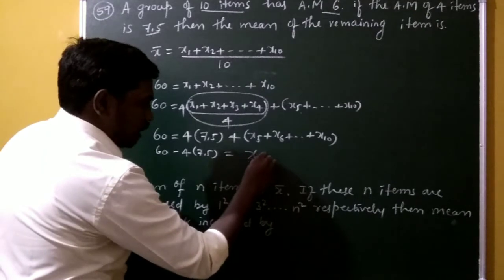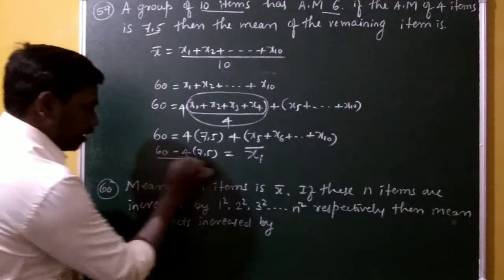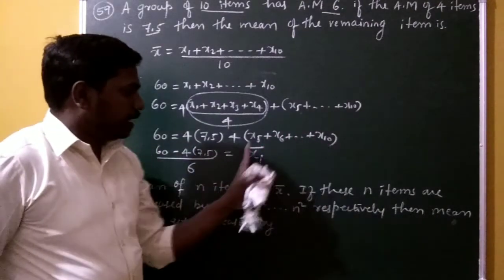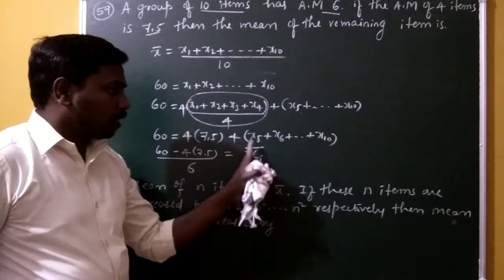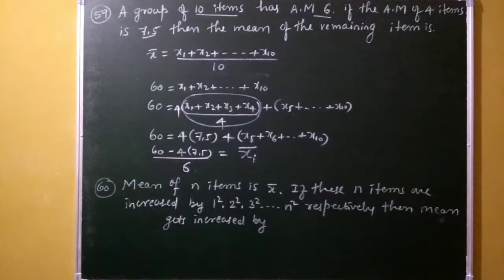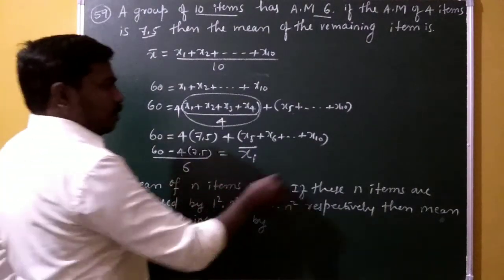ಹಾಗಾಗಿ ಇದನ್ನೇನ್ ಮಾಡಿ 6 ಇಂದ ಡಿವೈಡ್ ಮಾಡಿದ್ರೆ ಸೊ ಇದೇನಾಗುತ್ತೆ? xi ಬಾರ್ ಆಗುತ್ತೆ. ಅಂದ್ರೆ ಮೀನ್. ಸೊ ಡಿವೈಡೆಡ್ ಬೈ ವಾಟ್? 6. ಕರೆಕ್ಟ್ ಇದೆಯಾ? ಮೀನ್ ಆಫ್ ರಿಮೈನಿಂಗ್ 6 ಐಟಮ್ ಇಸ್ ಡಿನೋಟೆಡ್ ಆಸ್ xi ಬಾರ್. ಇಲ್ಲಿ ಡಿವೈಡೆಡ್ ಬೈ 6 ಮಾಡೋದು ಏನಾಯ್ತು? xi ಬಾರ್ ಆಯ್ತು. ಹಾಗಾಗಿ ಲೆಫ್ಟ್ ಸೈಡ್ ಸೊ ಓಕೆ 6 ಇಂದ ಡಿವೈಡ್ ಮಾಡಿ ಅಂದ್ರೆ xi ಬಾರ್ ಸಿಗುತ್ತೆ.